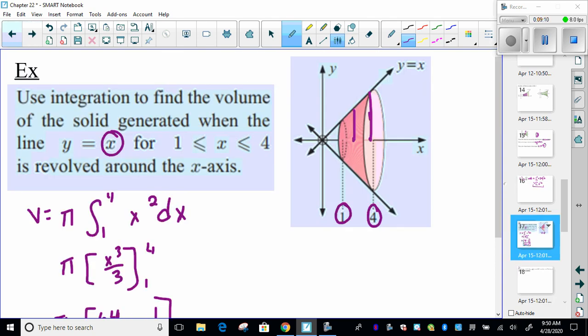Oh, one other thing. What I could do is check this geometrically, because if I actually continued this here, and if I instead went from 0 to 4, what I'd end up having is a cone. And you can find the volume of a cone, and then find the volume of the whole cone, find the volume of the little cone, and subtract them. It's just a truncated cone. So that's how you could check it geometrically, just to make sure that, yes, you are right.